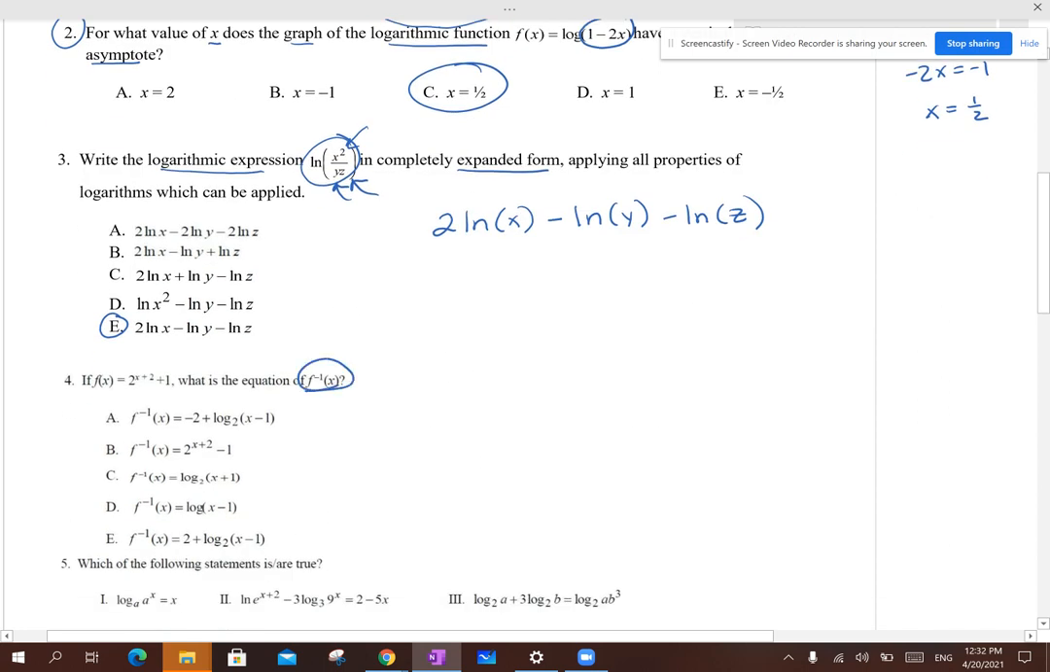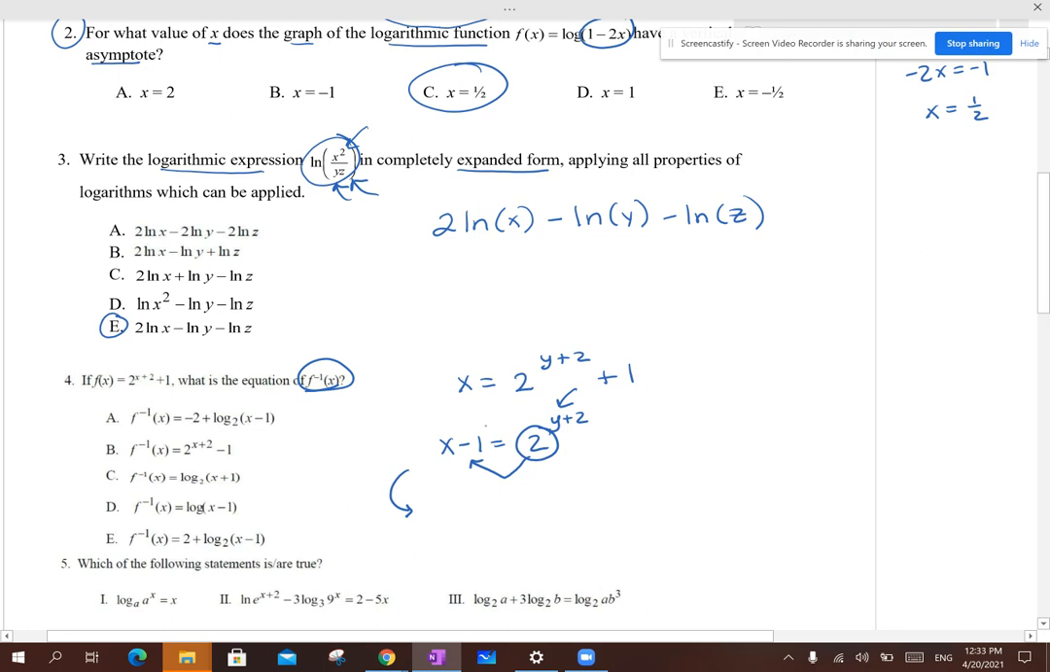We're looking for the inverse, which means we switch the x and the y. So when I do this, of course, I'm going to subtract 1. And then the variable that I'm solving for is in the exponent. So I have to take the inverse, which means from exponential, I have to take the log. So remember that this is the base.